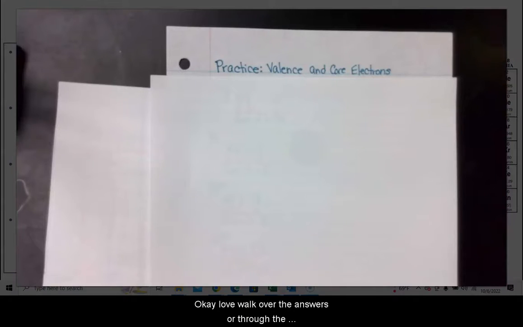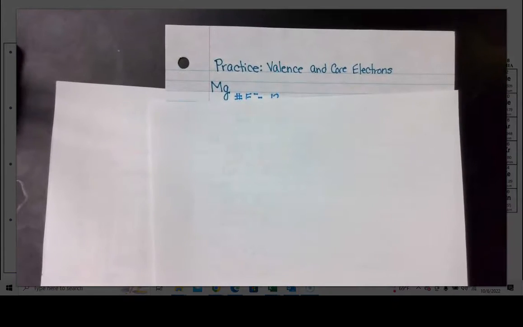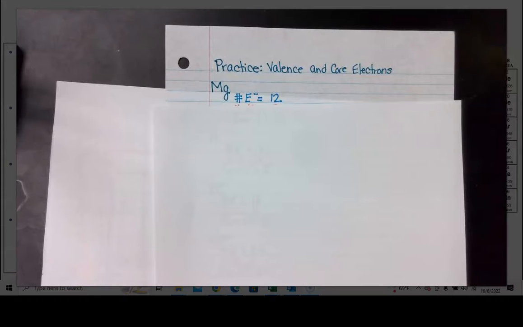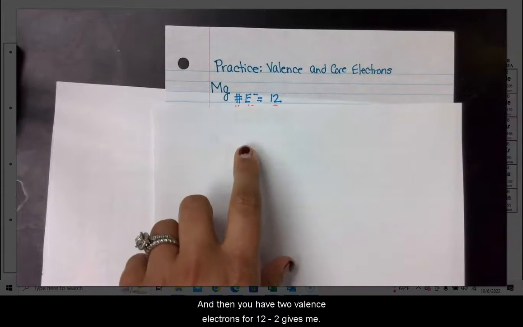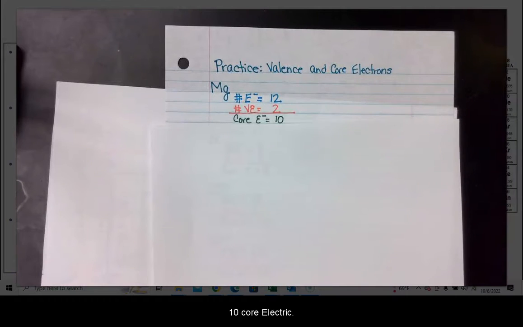Okay, let's walk through the answers for the practice on valence and core electrons. The first setup we were given was just magnesium, that's Mg. If you look on the periodic table, the number of total electrons for magnesium is 12. And then you have 2 valence electrons. This is in column 2. So 12 minus 2 gives me 10 core electrons.